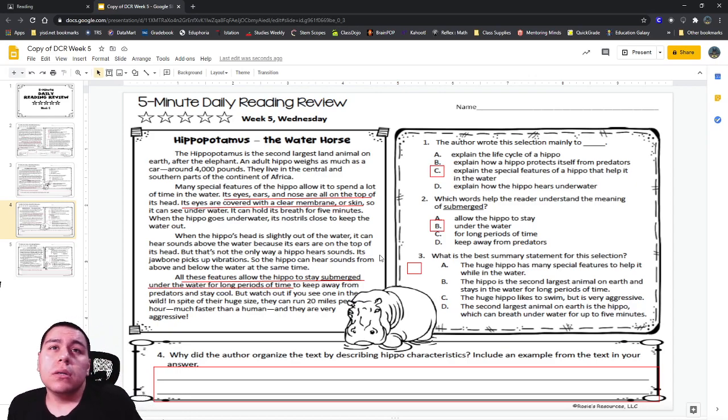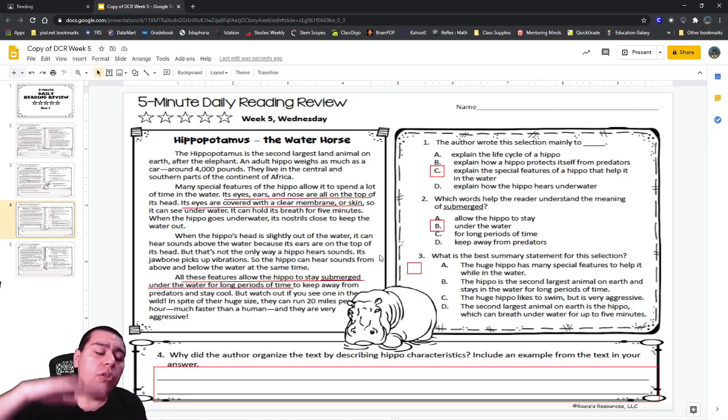Question 3. What is the best summary statement for this selection? So remember, summary tells you all the important things from the whole story, from the beginning, from the middle, and from the end. What is the best summary statement for this selection?